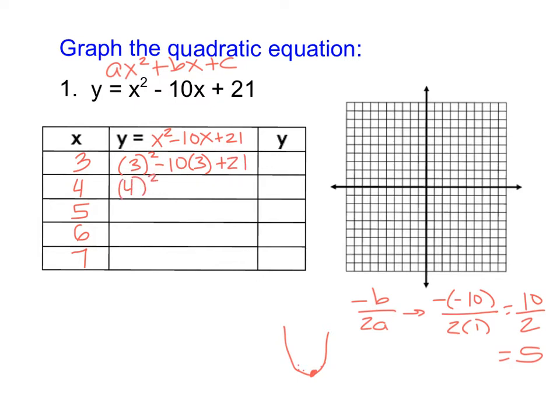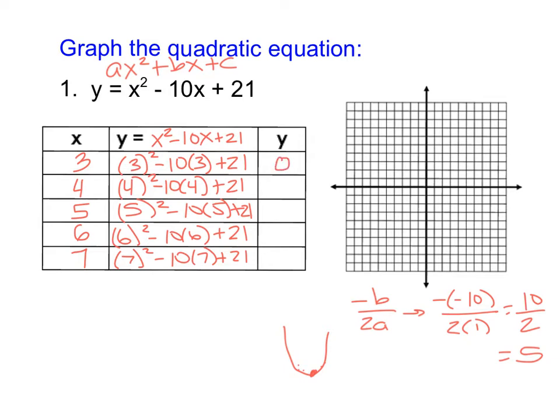Four squared minus 10 times 4. 5 squared, 10 times 5. And 7 squared. All right, so I plugged into my calculator and I got 0, negative 3, negative 4, negative 3, and 0.